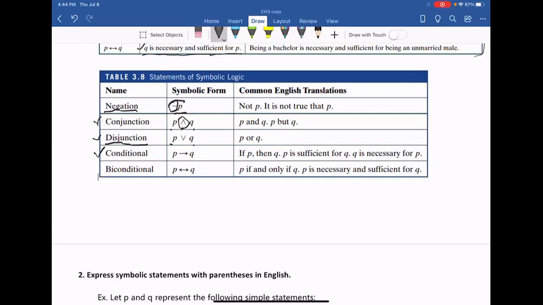Conditional. That means if P, then Q. You can also say P is sufficient for Q, or Q is necessary for P. Another one is biconditional. Biconditional is P if and only if Q. You can also say P is necessary and sufficient for Q.